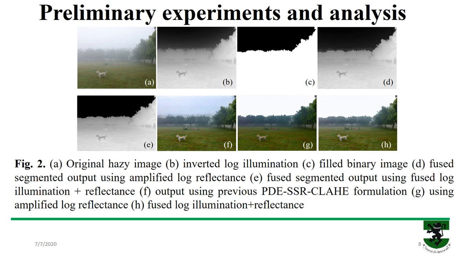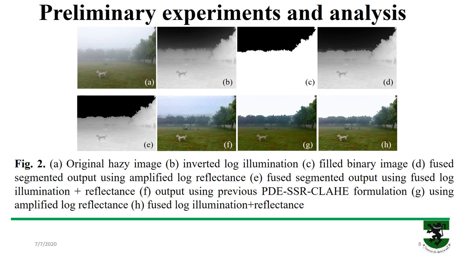Then in image D, we have the fused segmented output from C using the amplified log reflectance. And then in image E, we have the fused segmented output using the fused log illumination from B and the reflectance. And in image F, we have the output using a previously developed De-Hazing formulation, as compared with the output using amplified log reflectance in image G. And also in image H, we have the fused log illumination plus reflectance.